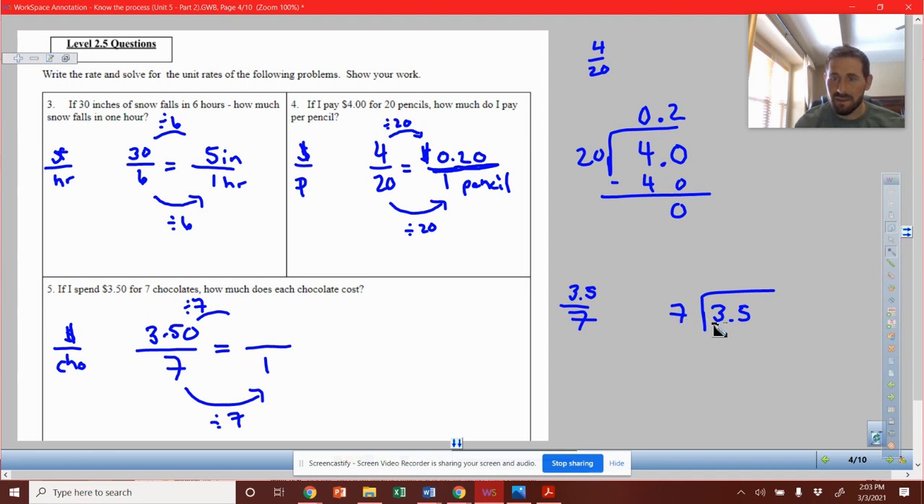That's going to turn into 3.5 and 7, right? Well, 7's not going to go into 3, so that's 0. I'm going to carry up that decimal. 7 will go into 35 5 times. 7 times 5 is 35. So we can subtract that out and get 0. So we get 0.5. And again, we're talking money, so I could put another 0 here, and you could see that it's 50 cents for every 1 chocolate.